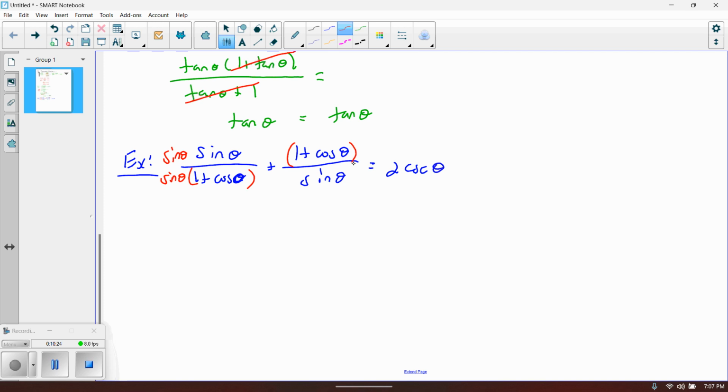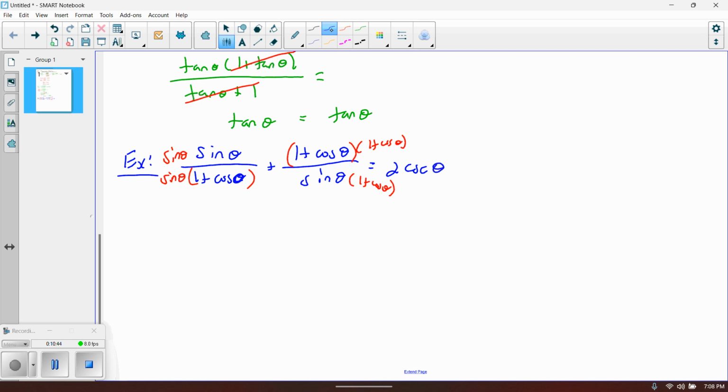And to get the 1 plus cosine theta into the denominator, I'm going to have to multiply by another 1 plus cosine theta on top here, and a 1 plus cosine theta on the bottom there. All right, a little messy, but let's see what we get.